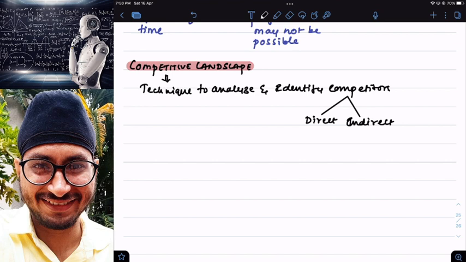Example: Bajaj two-wheelers and Honda two-wheelers are examples of direct competitors. Bajaj two-wheelers and Honda four-wheelers are examples of indirect competitors. Clear? Tata Tea and Brooke Bond Tea, direct competitors. Tea and coffee substitutes, indirect competitors. Clear?